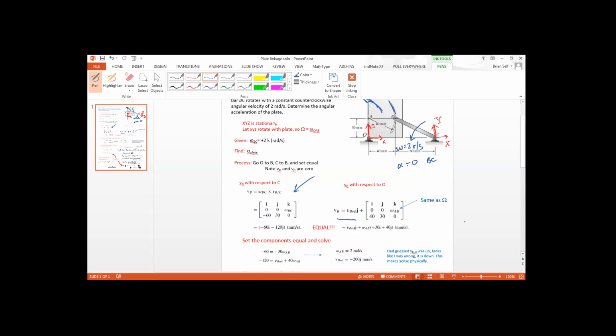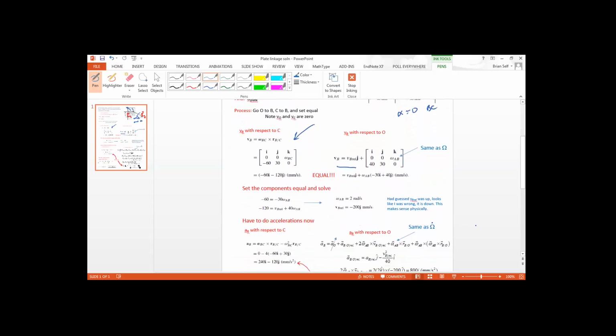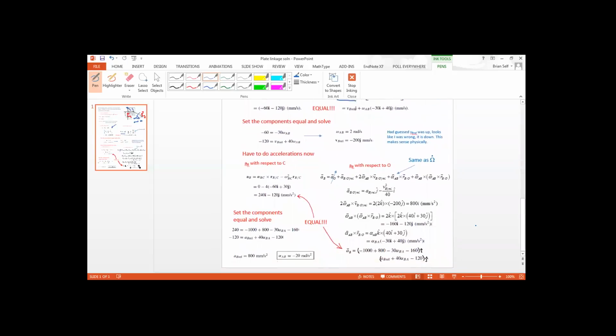All right, so now we've got to take those, and we're going to figure out what my accelerations are. Essentially, we're doing the same thing all over again. We're first finding the acceleration of B with respect to point C, and we just said that this acceleration is 0 because the omega BC was a constant. So that part's just kind of a plug and chug, and it should make sense to you that this thing is going in the plus I and the minus J.